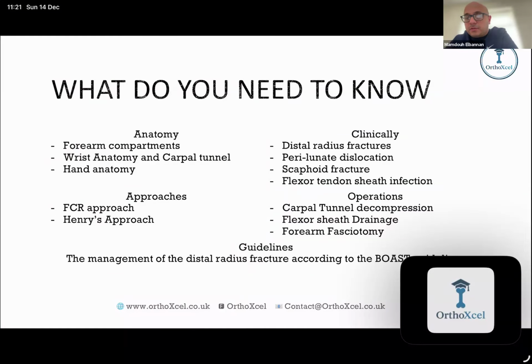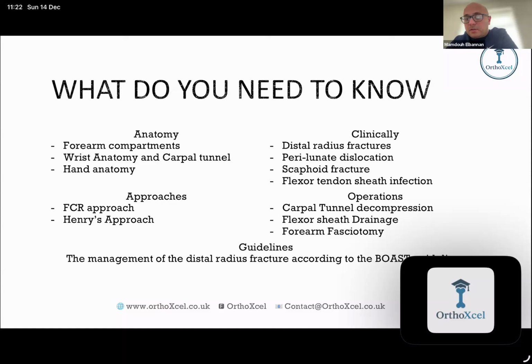What you need to get out from today is anatomy. You need to know about the forearm. You need to know about the wrist anatomy, and when we speak about the wrist anatomy, there are certain points: what are the structures passing below the transverse carpal tunnel and the extensor wrist. Hand anatomy is a huge topic. I will not take it all, but I will pick up what is relevant to us.